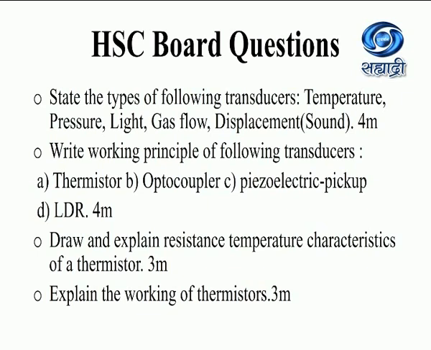Next question is, write the working principle of the following transducers. As I told you, you can explain the principle of operation for each transducer. You can explain the thermistor principle, that it is used in temperature measurement where thermal energy is converted into electric energy. The B is optocoupler, in which light energy is converted into electric energy. Then the third one is the piezoelectric pickup. In that you can explain pressure measurement, where pressure energy applied to the crystal is converted into electric energy.